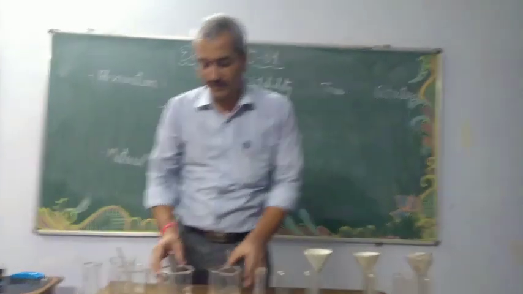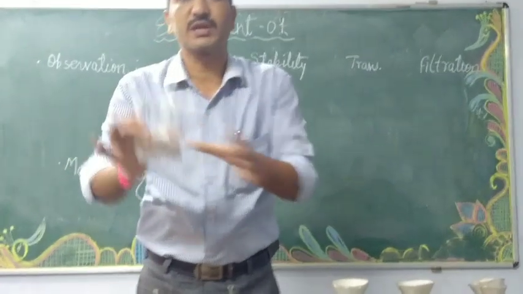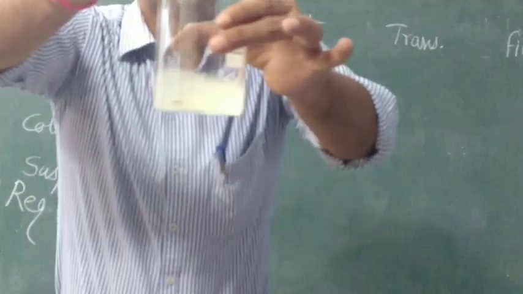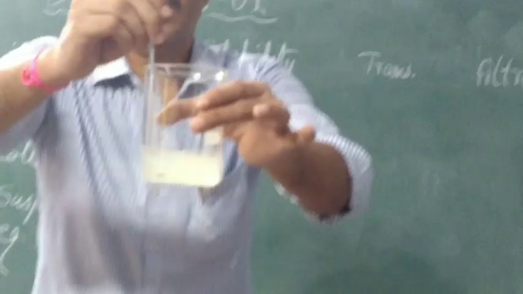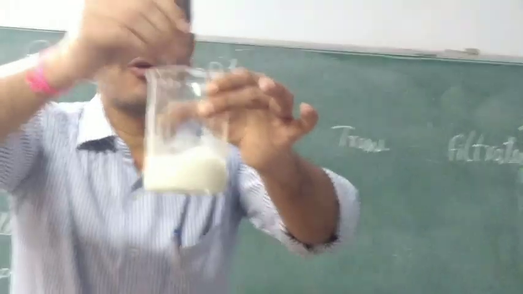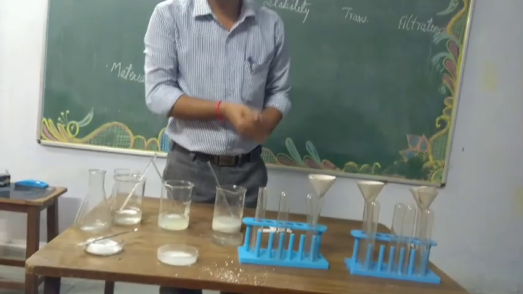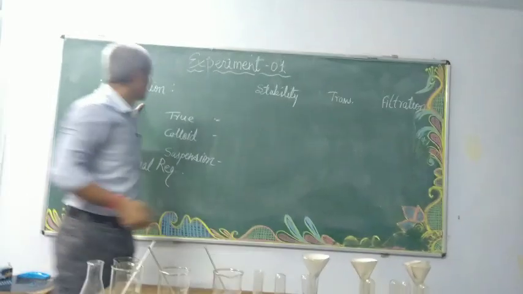Okay, so far we have prepared the solutions. I have this solution, the true solution of water and common salt. This is another solution of egg albumin with water, and it is colloidal in nature. And here is the chalk powder solution in water, and it is a suspension. Okay, so we will observe.